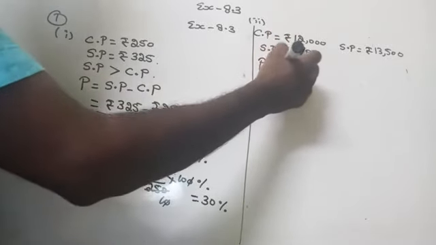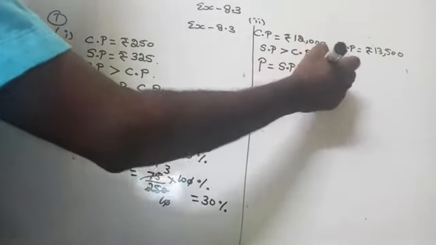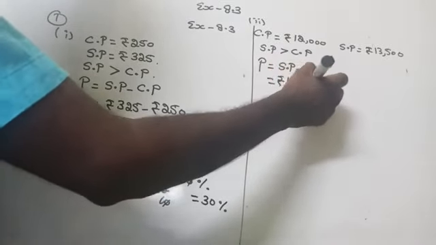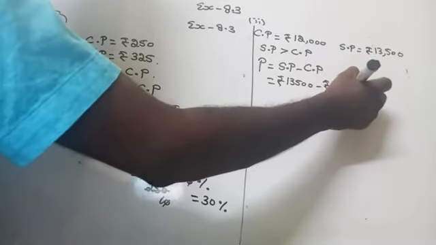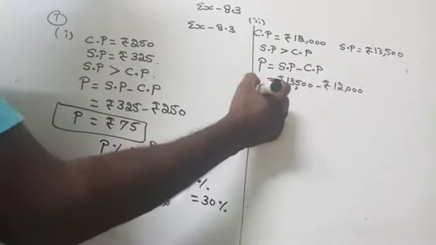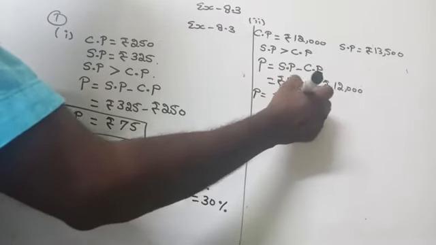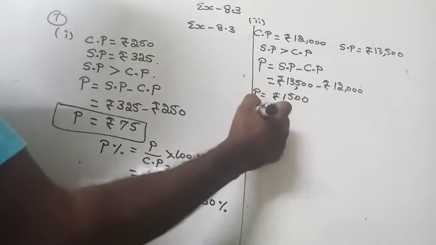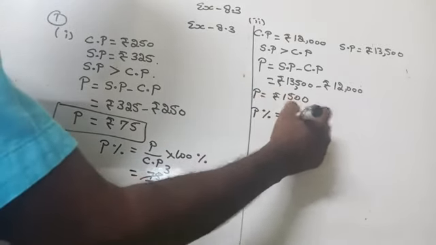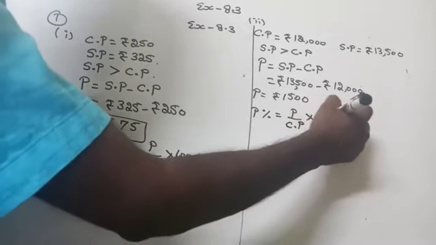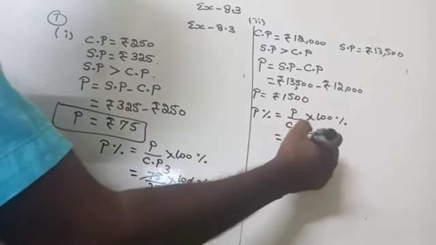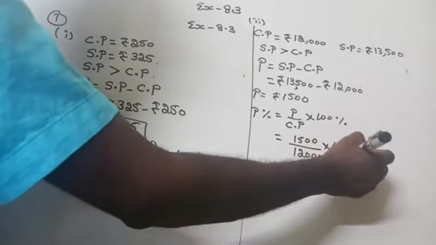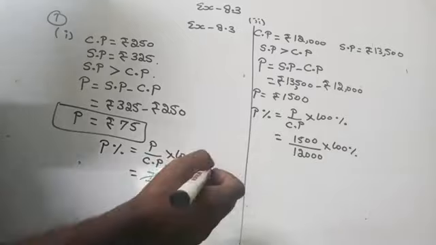Then profit is equal to selling price minus cost price. That means rupees 13,500 minus rupees 12,000. So what will be the profit? Profit is rupees 1,500. Are you getting here? Now what you have to do? You have to find the profit percentage. So profit percentage is equal to profit by CP into 100 percentage. So profit is 1,500, cost price is 12,000, into 100 percentage. Am I right here?